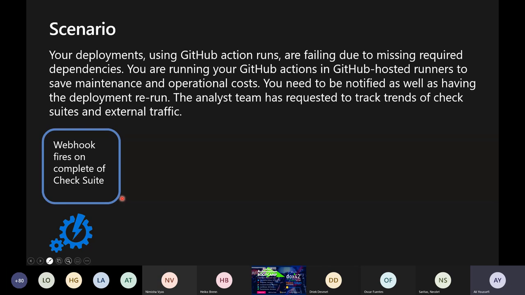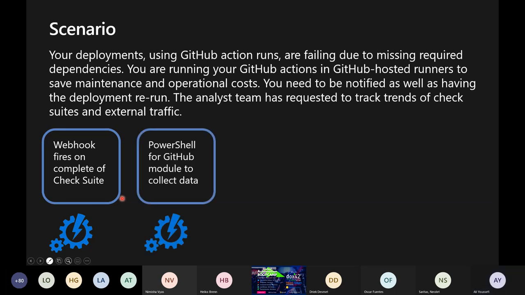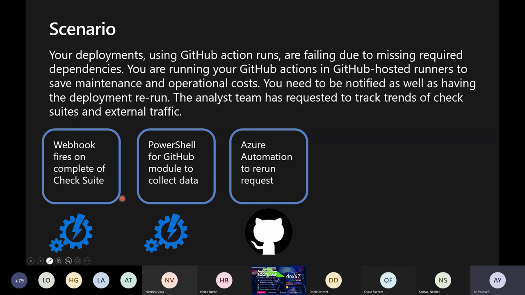So in this case, we're kicking off a webhook that is attached to an Azure Automation runbook. We're going to use something called the PowerShell for GitHub module, which I'll demo a little later. And this module is a wrapper over the GitHub API. So it allows us to quickly authenticate with a personal access token, or PAT. And then we can send all these subsequent requests back and forth to it. So we'll use that module to collect data. We can also quickly use that module to rerun a failed build.